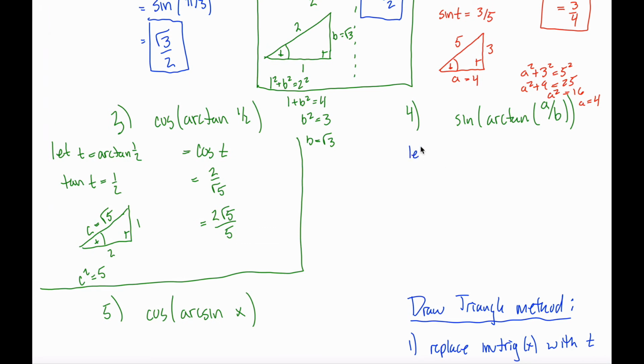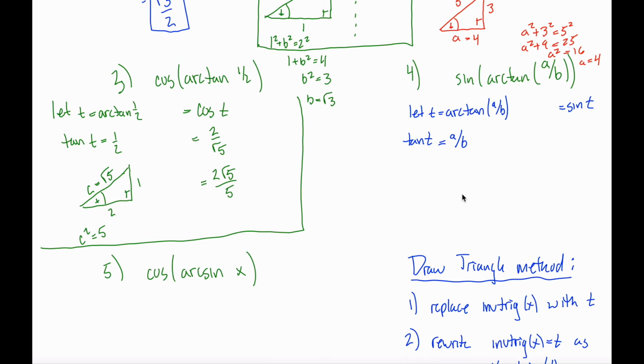We're going to start out by letting t be equal to the inverse trig function that's inside the parentheses. So in this case, the arctangent of a divided by b. Okay, that's weird, but I guess if I'm letting t be equal to the arctangent of a over b, then this question is really just asking me what is the sine of t. More on that later. If t is the arctangent of a over b, well then the tangent of t must be equal to a over b.